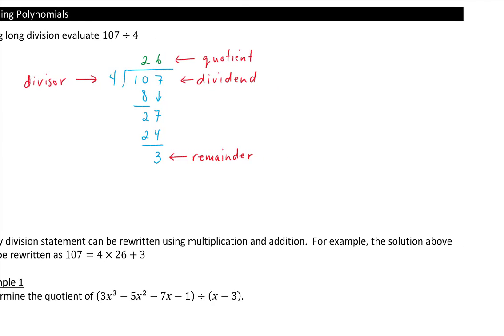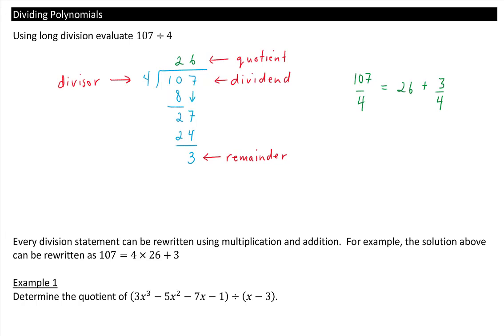So what we have shown, however, is that if we take 107 and divide it by 4, that is equal to 26 plus a remainder of 3 that still needs to be divided by 4. And finally, every division statement can be rewritten as a multiplication and addition statement. For example, 107 is equal to 4 times 26 plus 3, and that's what we have here. So if you take 4 times 26 and add 3, you'll get 107.